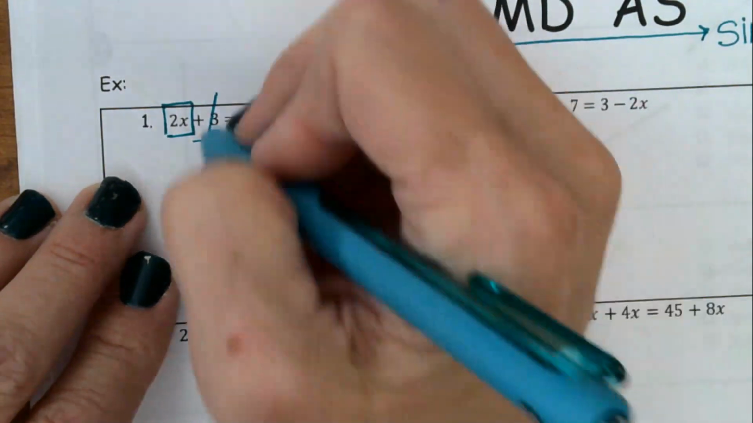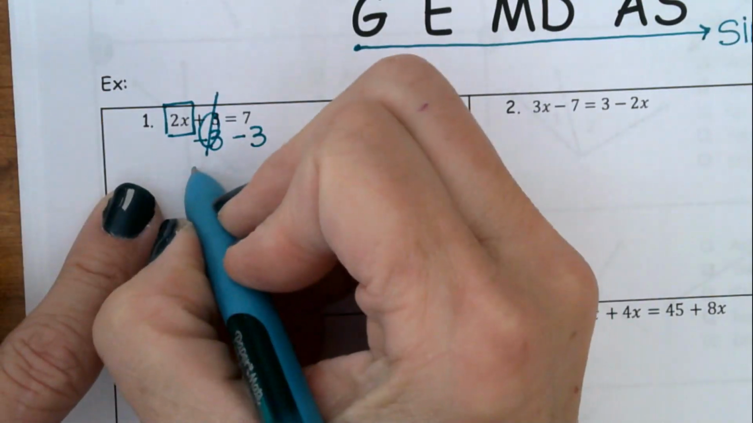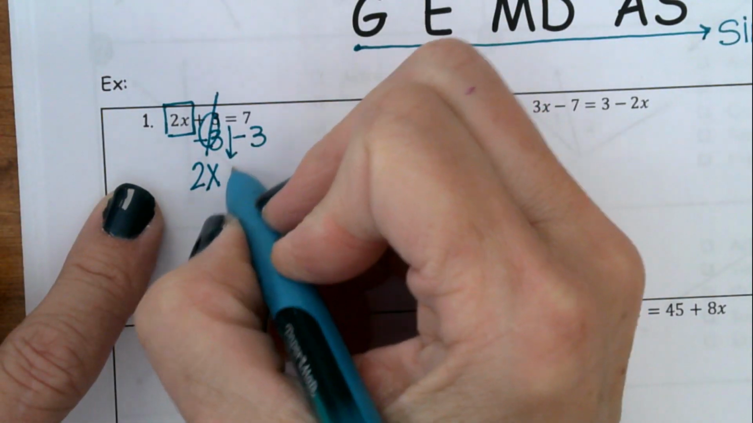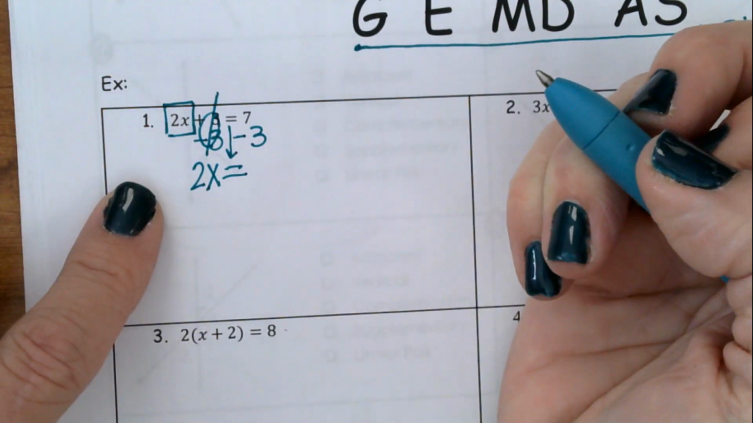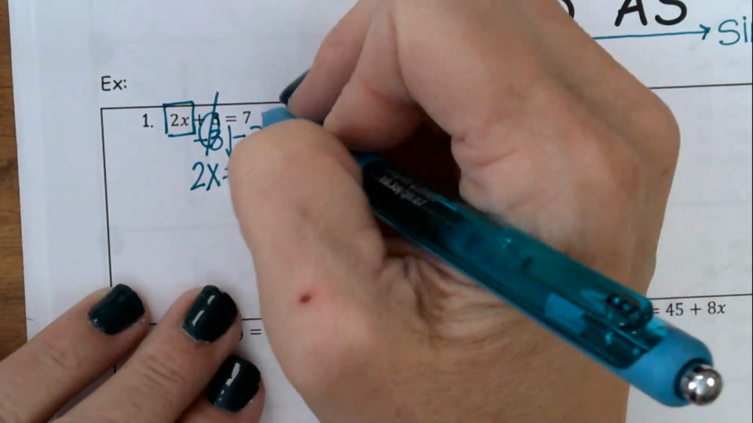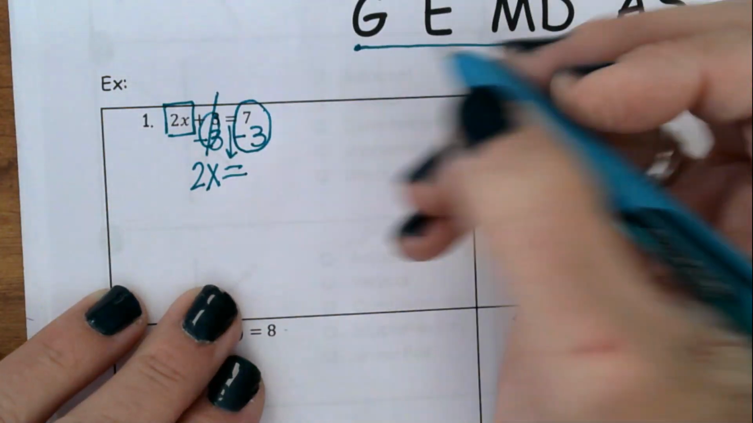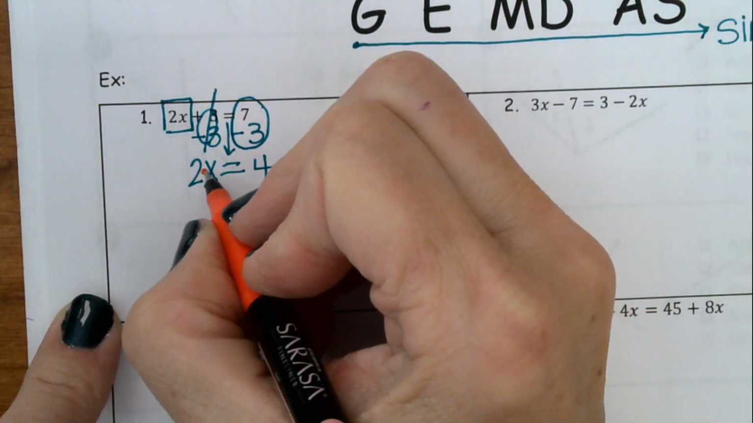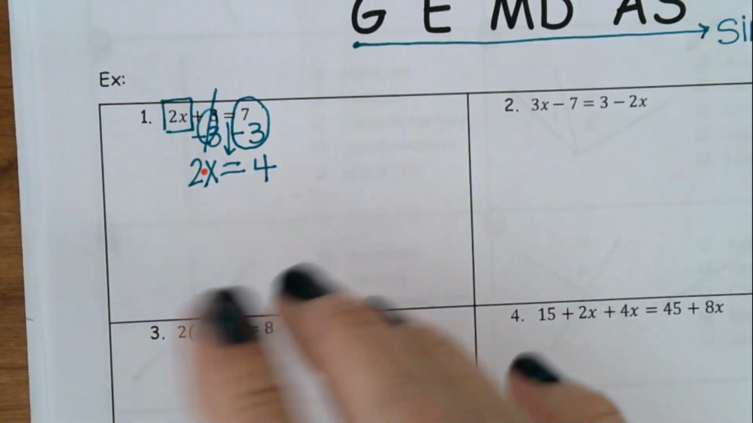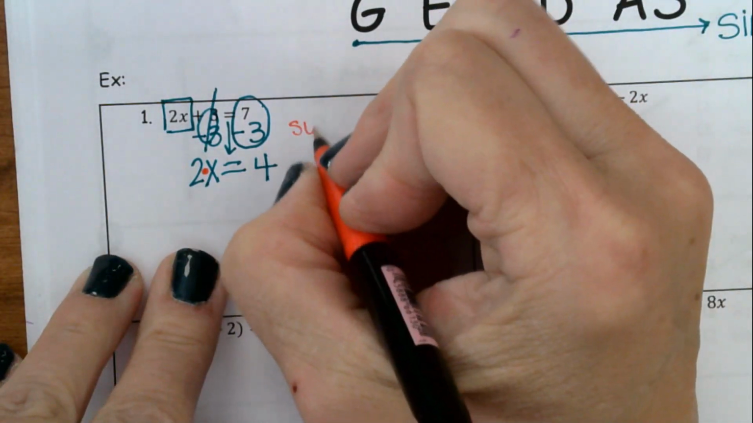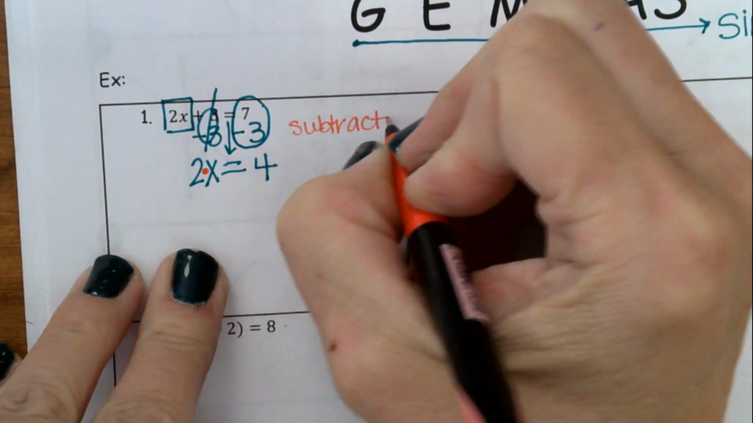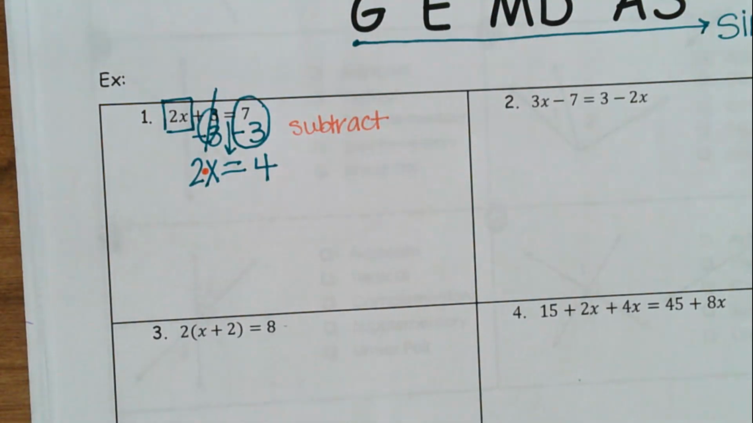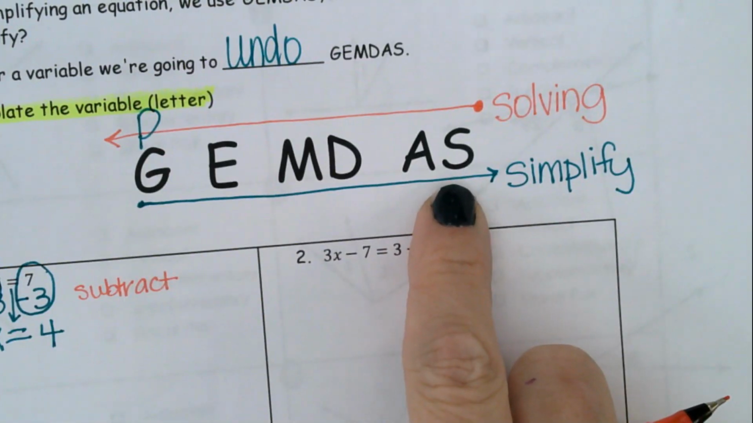Do you guys agree? So on the left, you're left with 2x. You're going to bring down the equal sign. Don't leave that off. I have students that always leave the equal sign off, and then they totally mess up everything. What is 7 minus 3? 4. Okay, now it's invisible, but there's a little dot right here, which means multiplication. So we started right here. Subtract. I want you to write that down. We started with subtraction. See how we're going backwards? Sometimes we add, sometimes we subtract.